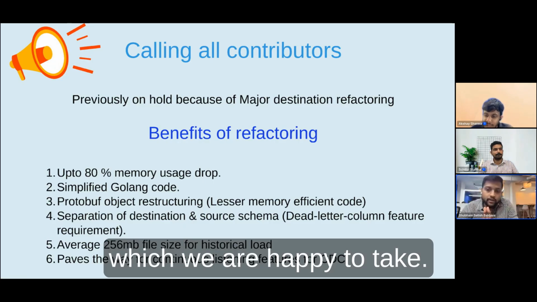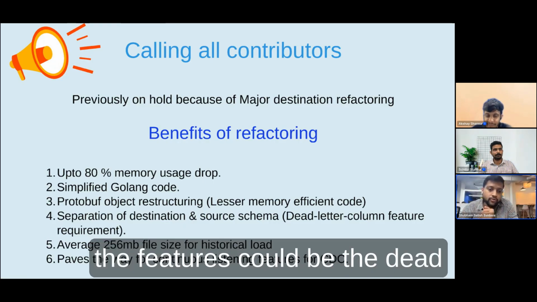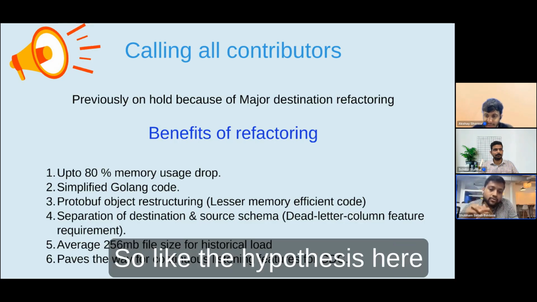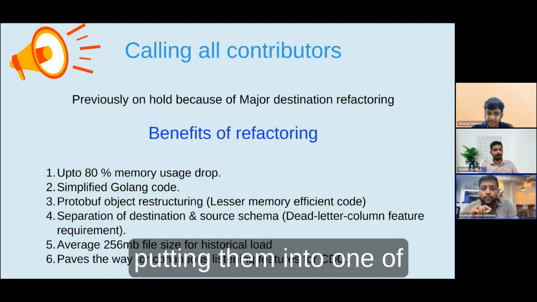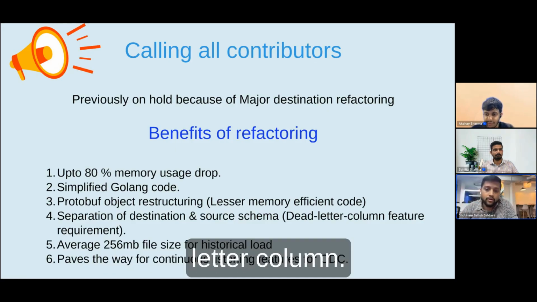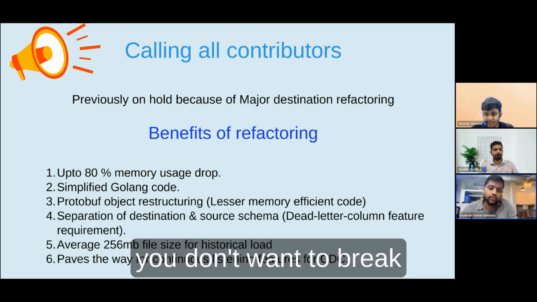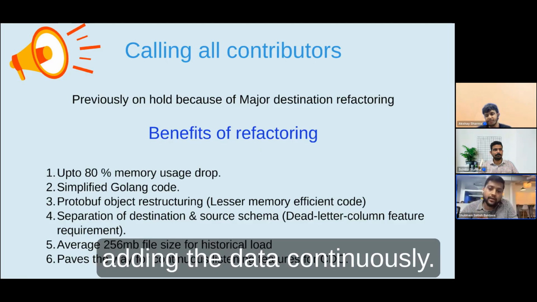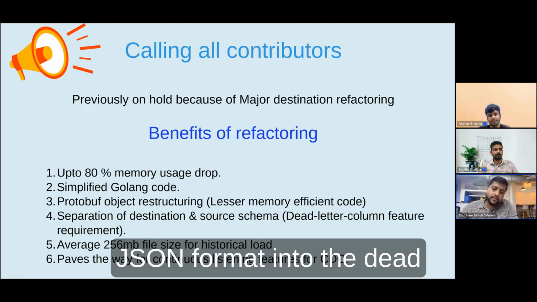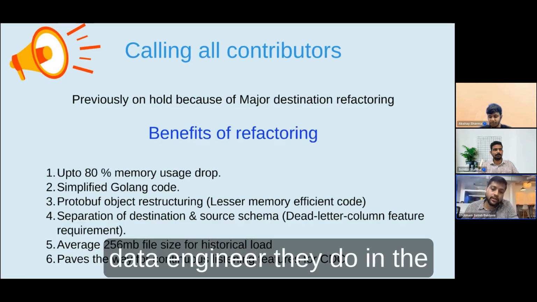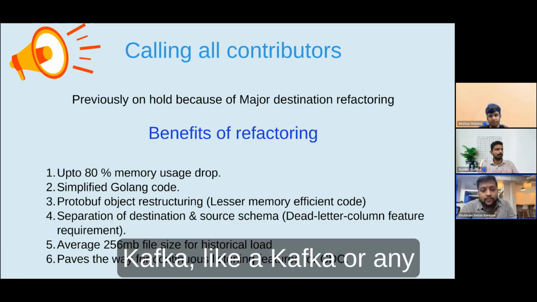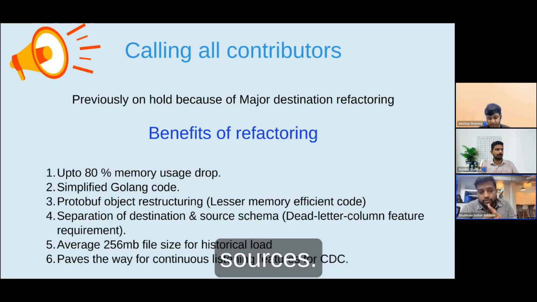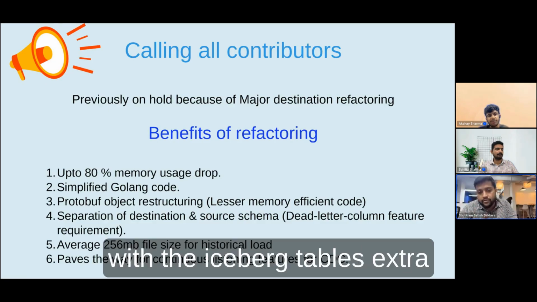which we would be happy to see contributions for. For example, one of the features could be the dead letter column feature. The hypothesis here is, if some record comes into the sync which does not match the schema of the Iceberg table, we put it into a column called the dead letter column. In case you don't want to break the sync and want to keep adding data continuously, it will dump the record in JSON format into the dead letter column, as most data engineers do in Kafka or other streaming sources. But here we are doing it with an extra column in the Iceberg tables.